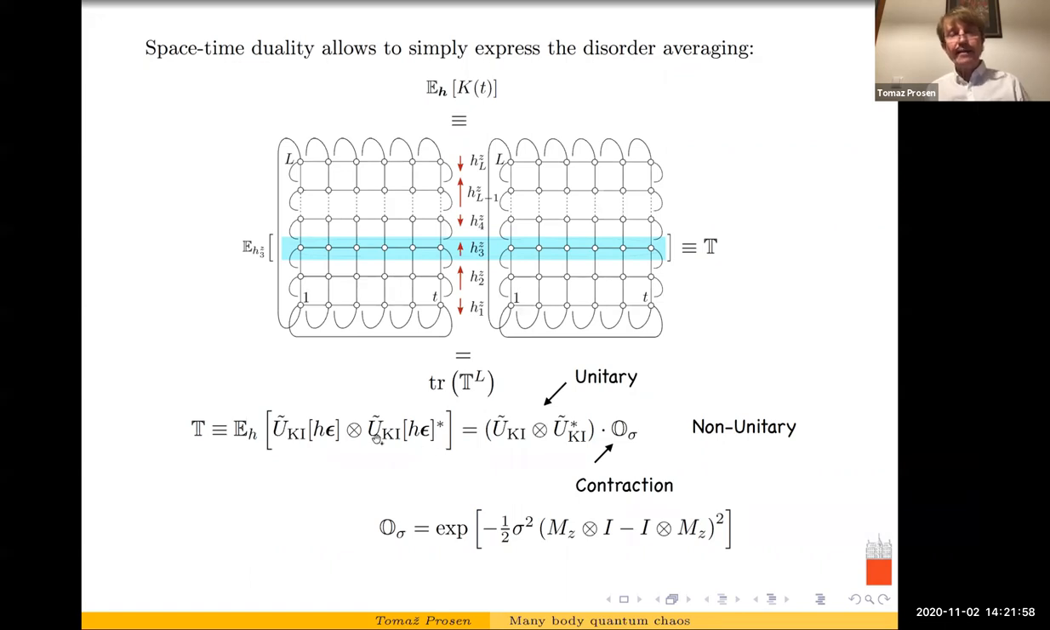I have not explained that yet, and I do not have time because I want to move on. I guess I'm using the whole lecture just for the first part. I'm sorry for that, but I wanted to be clear on this. So the point is, if this U tilde is unitary and the disorder is Gaussian distributed, then this is just a Gaussian integral I have to do. And this Gaussian integral results in this Gaussian kernel, right? And this M_z is just the component of the magnetization. So now you have a transfer matrix which is a product of a unitary and something which has a spectrum inside the unit disk.